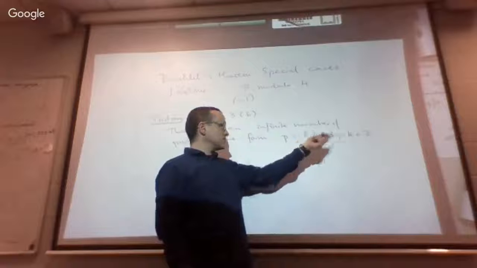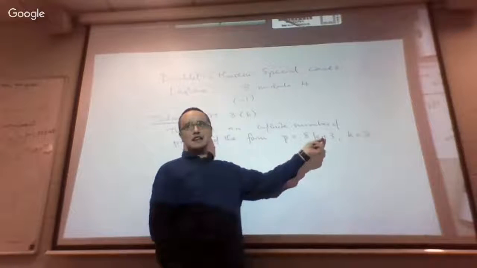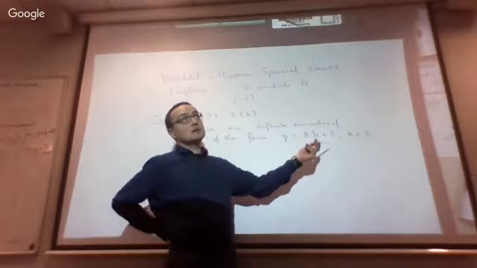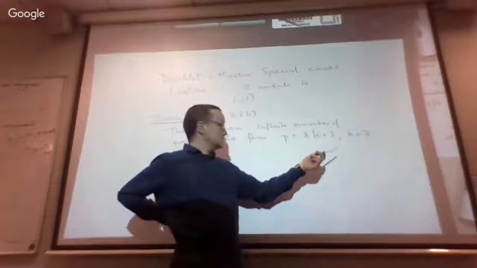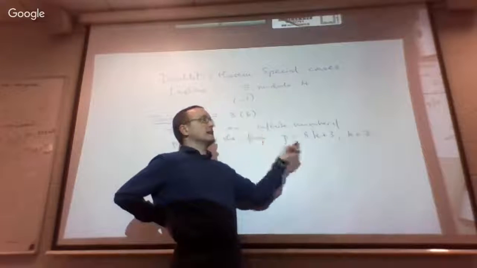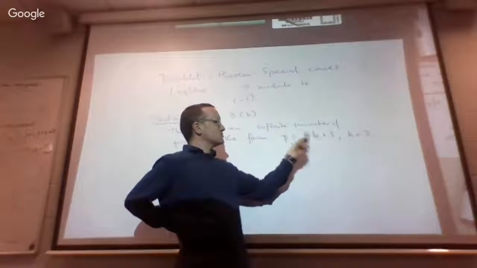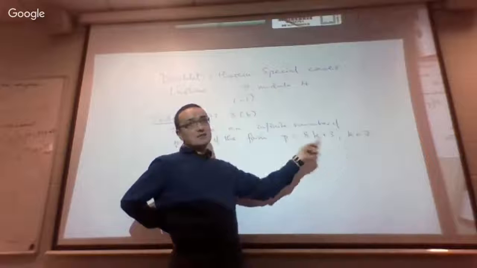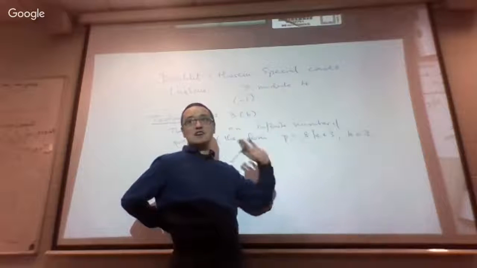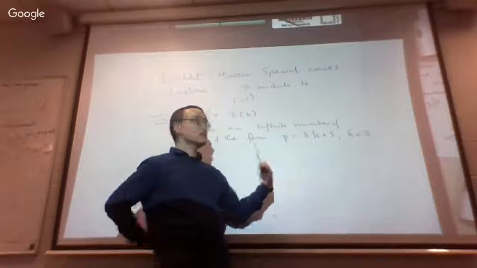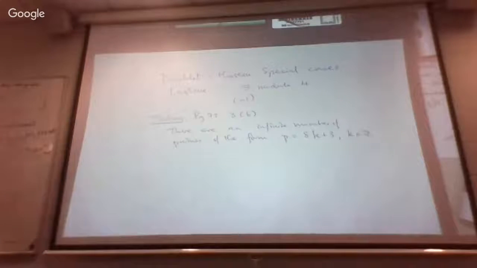3 is a prime, 11 is a prime, 17 is a prime, but then 20. No, sorry, I'm adding 8 each time. 3 is a prime, 11 is a prime, add 8, 19 is prime, add 8, 27 isn't, add another 8, 35 isn't, add another 8, 43, 43 is. So some are prime, some are not.